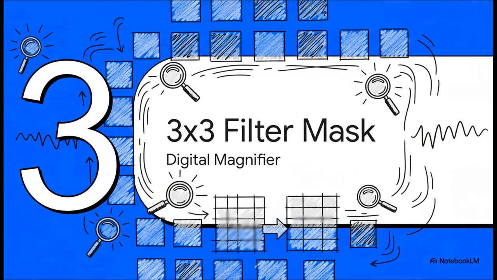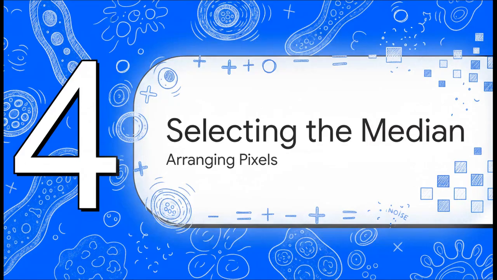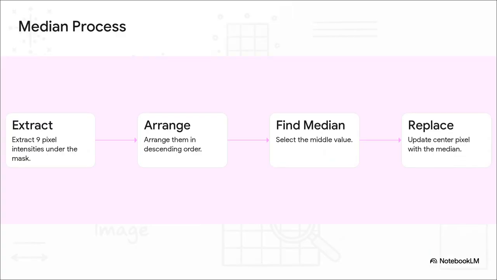Moving right along to section 3, the 3x3 filter mask. Now, with our image padded and prepped, here is our primary tool for the operation. I want you to visualize this empty 3x3 mask as a tiny digital magnifying glass. We're going to drop it directly over our image. It covers exactly 9 pixels at a time, the 1 target pixel sitting dead center, and the 8 immediate neighbors surrounding it. All right, section 4, arranging and selecting the median. Let's actually slow down a bit here, because this is where the nonlinear magic really happens.